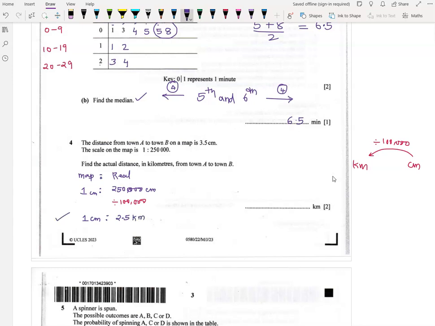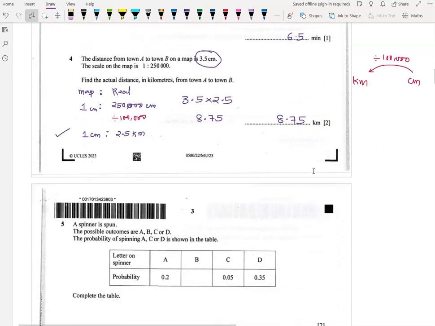Now the question is to find, on the map it is 3.5 centimeters. So how much is the distance in kilometers in actual? 1 centimeter is 2.5, so 3.5 centimeters will be 3.5 times 2.5. That will give you 875, that is 8.75. So it is 8.75 kilometers in actual.